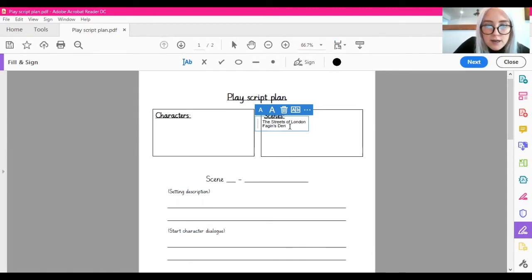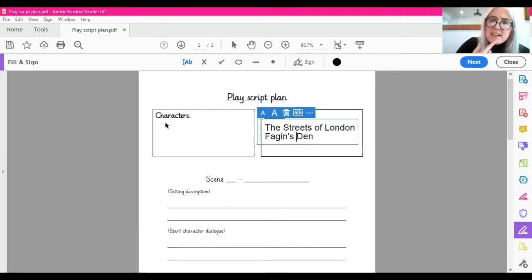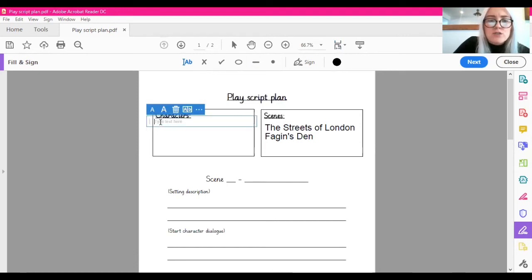So those are my 2 scenes that I'm doing. Then I need to think about what characters are within those scenes. So for the streets of London, of course, I know that Oliver Twist is there. I also know that he meets the Artful Dodger. So I'm going to put the Artful Dodger in there. So those are the 2 characters within the streets of London.